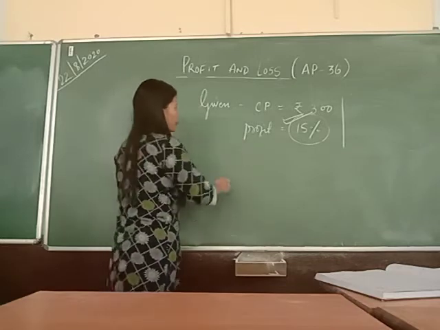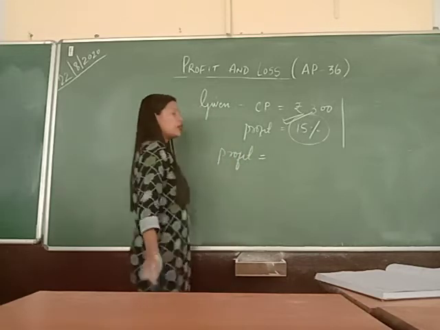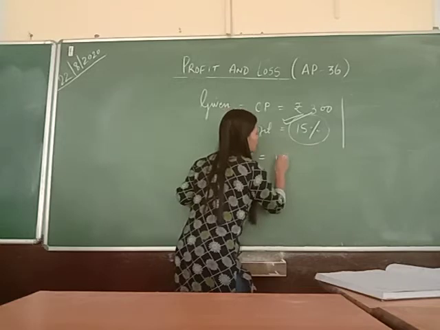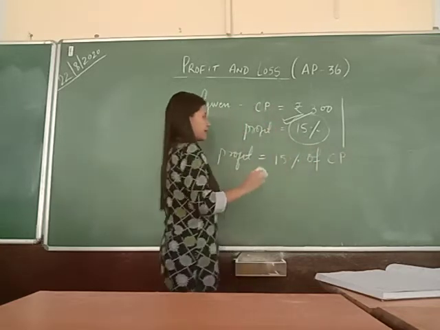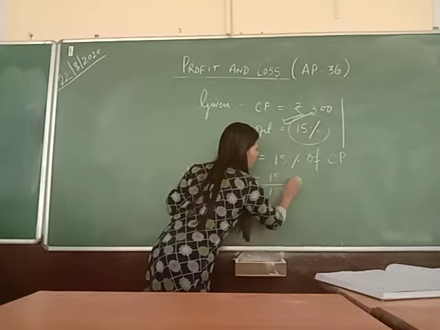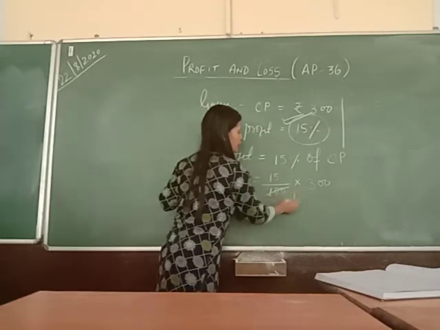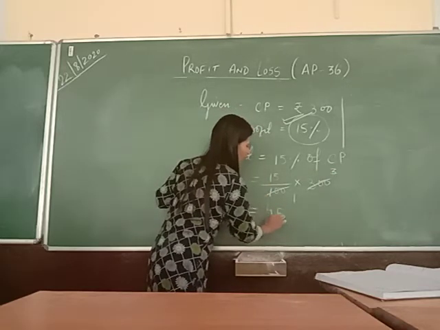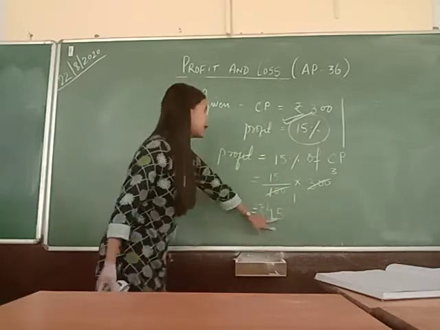So I need to find the profit. Profit is always calculated over cost price. So the profit I made is 15%. 15% of what? 15% of cost price. So 15% means 15 by 100 of cost price, that is 300. So 100 into 3 is 300, so 15 into 3, that is 45 rupees. So the profit he has made is rupees 45.